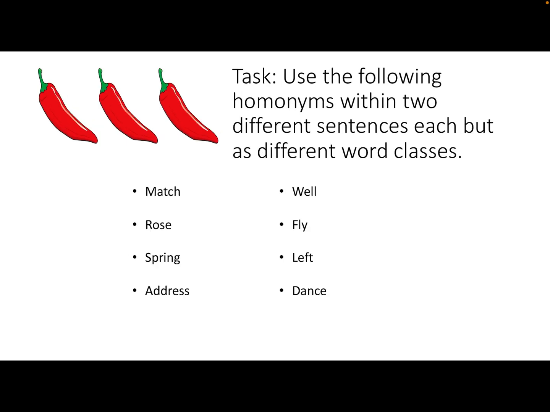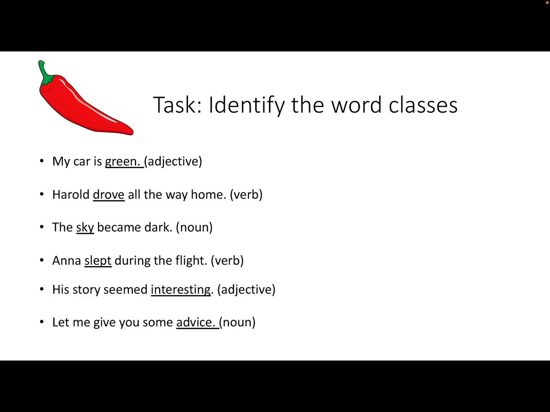And here, use the following homonyms within two different sentences, but each must be a different word class. Now, what does that mean? I'll give you an example. I'm going to take fly. I'm going to say, I want to fly on an aeroplane. That is a verb. The fly buzzing around me is incredibly annoying. That is a noun. I've used the same word, but I've used it as a noun and a verb. Can you use that for match, rose, spring, address, well, fly, left, and dance?